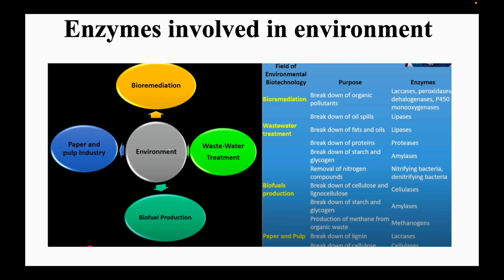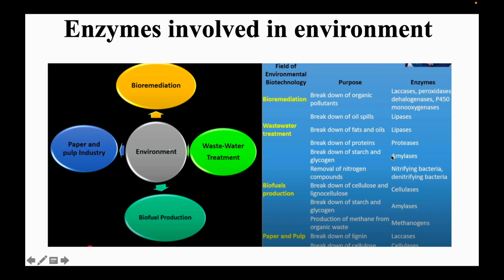In bioremediation we need to break down organic pollutants. So we use any number of enzymes like laccases, peroxidases, dehalogenases, P450 monooxygenases. The organic pollutant first needs to be degraded in order to allow further treatment, and then in bioremediation we also have breakdown of oil spills. Lipases are widely used for these oil spills. And in wastewater treatment we have breakdown of fats and oil. So again lipases are used.